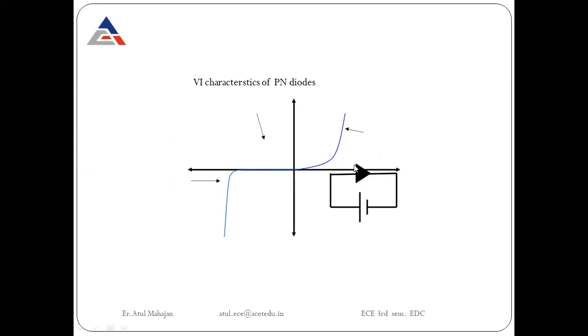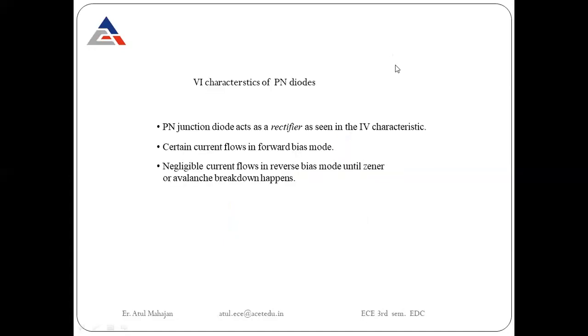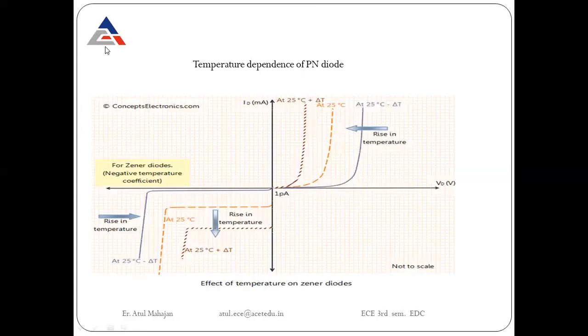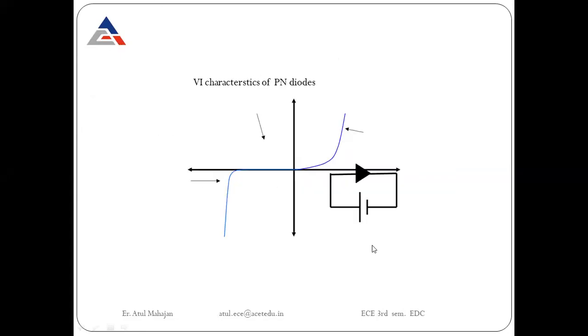We have the voltage along this axis and the current along the y-axis. As we increase the voltage, you can see the voltage is increasing from this point, and as it increases, the amount of current is also enhancing.